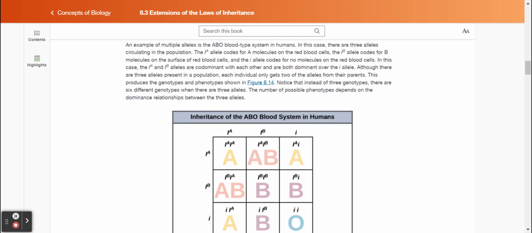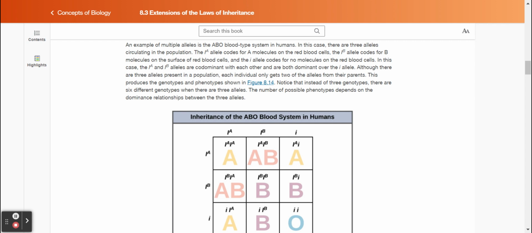An example of multiple alleles is the ABO blood type system in humans. In this case, there are three alleles circulating in the population. The dominant A allele codes for A molecules on the red blood cells.